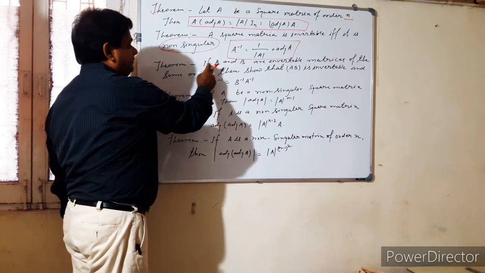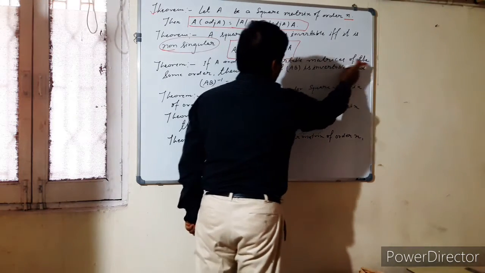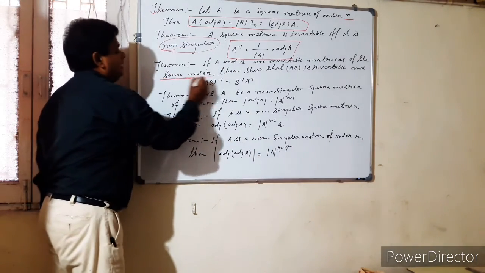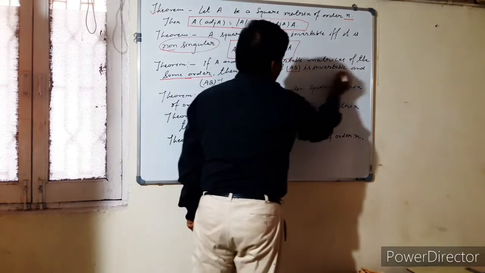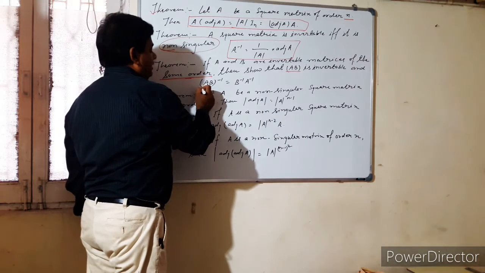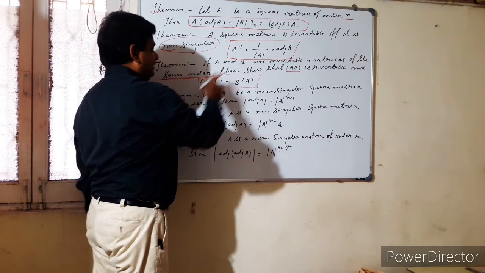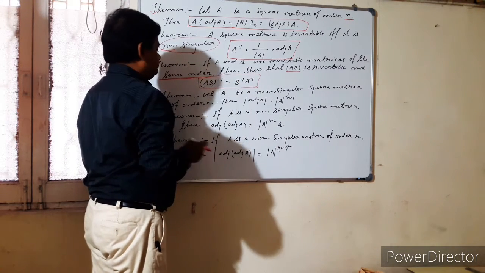Theorem: if A and B are invertible matrices of the same order, then AB is invertible and AB inverse is equal to B inverse A inverse.